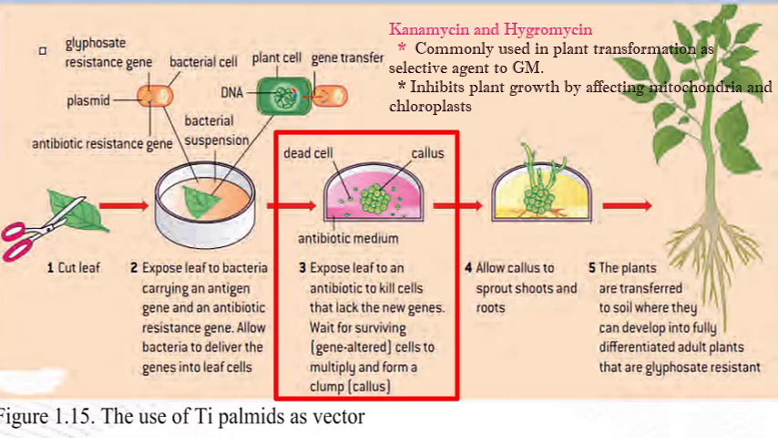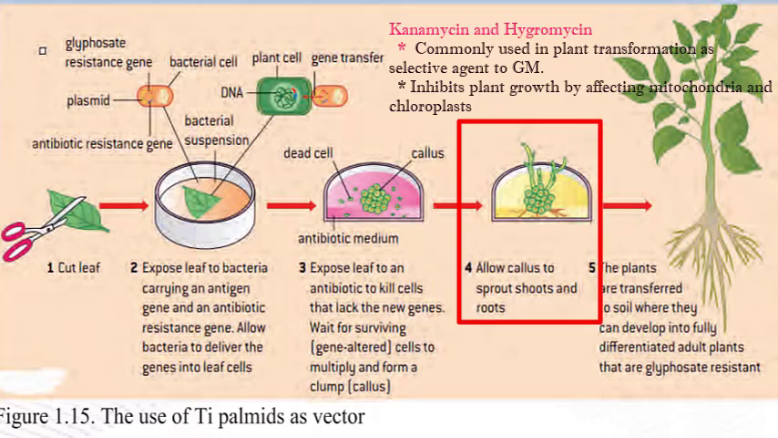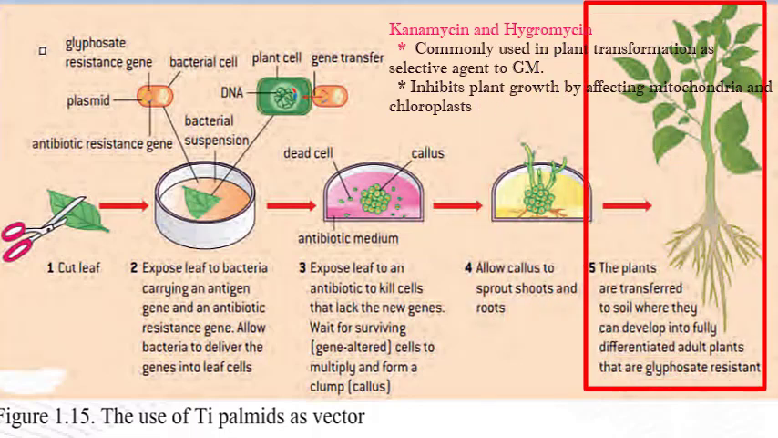In this case, plant cells that acquire the glyphosate resistance and antibiotic resistance genes survive in this antibiotic medium, allowing the callus to sprout or grow shoots and roots. The plants are then transferred to soil where they can develop into fully differentiated adult plants that are glyphosate resistant.